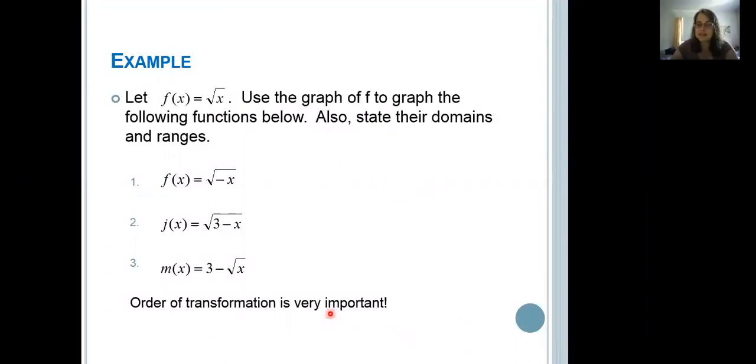So, this is the same thing. I want you to do this example, but pay attention as you're doing this to the order of your transformations, because it makes a difference. It's a lot simpler to do these things in a certain order. And remember to talk about domains and ranges, because these transformations are going to affect the domains and ranges, and we will talk through that.